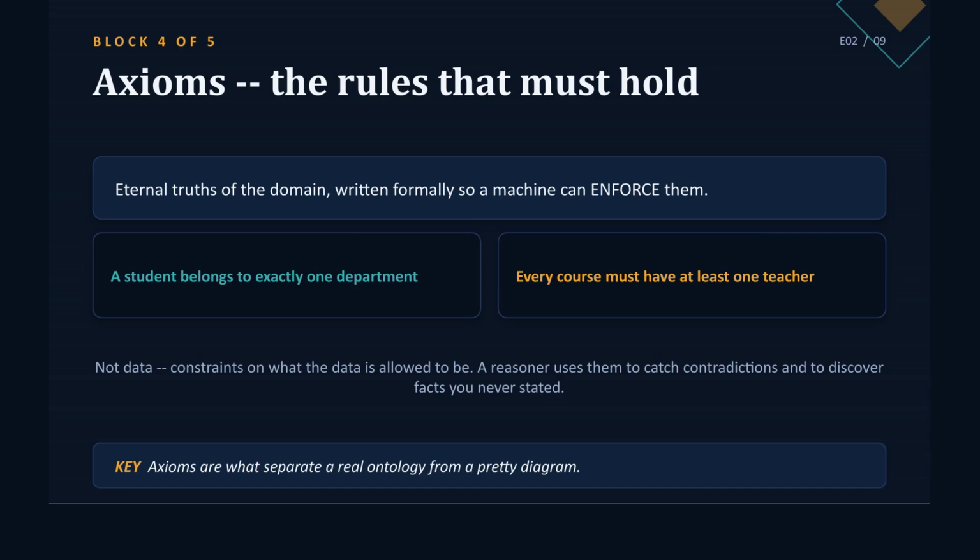And crucially, a reasoning engine can use them both to catch contradictions, and to discover brand new facts that you never stated outright. That second power is the surprising one. From just a handful of axioms, a reasoner can quietly deduce conclusions that were true all along, and yet were never written down by any human anywhere.